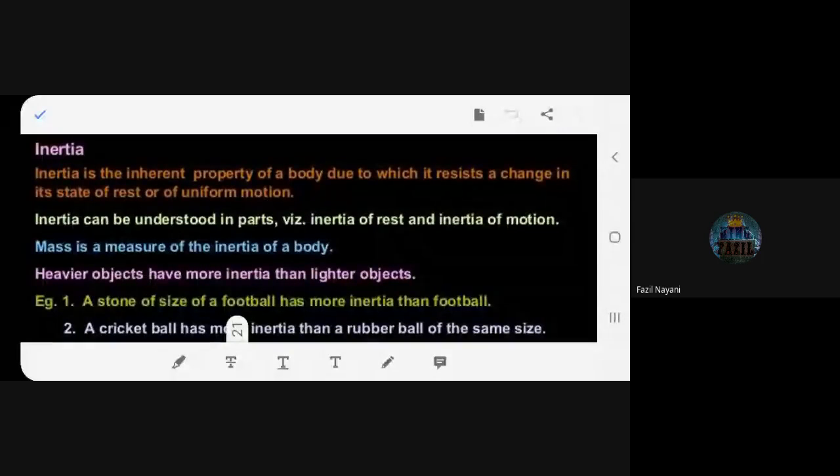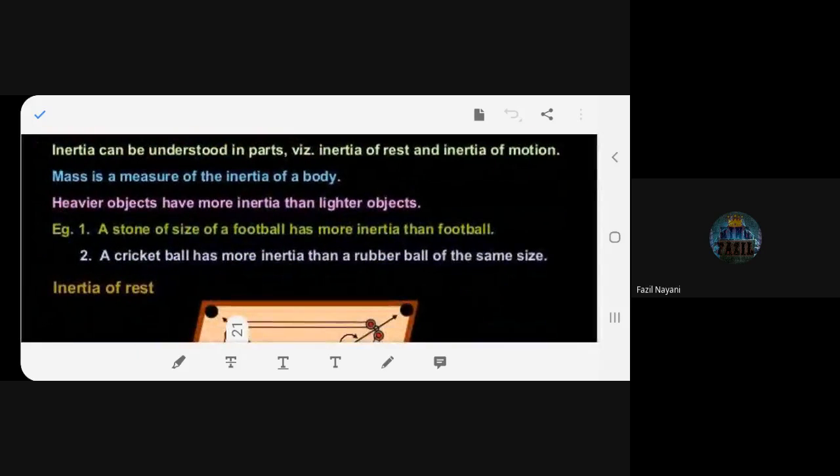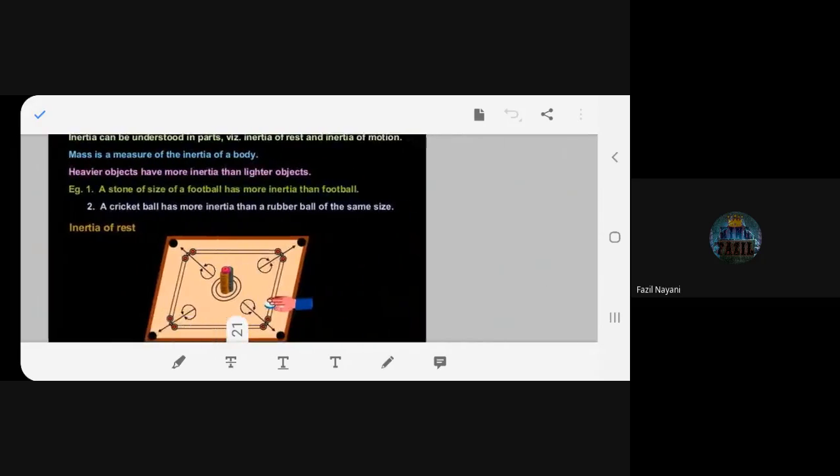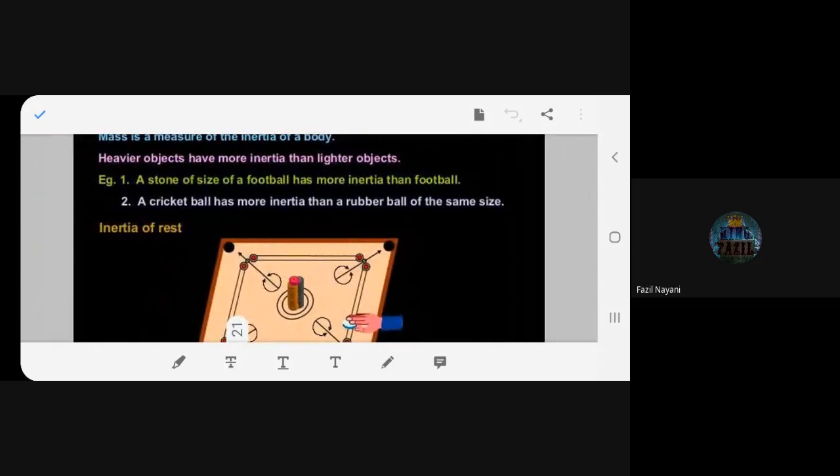Continue with lesson number 9, laws of motion. So far, do you find any problem till yesterday? No, ma'am. We finished this also, I think. Inertia of rest. Yes, remember?